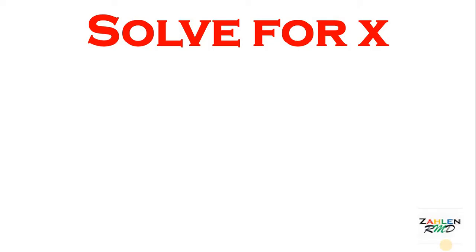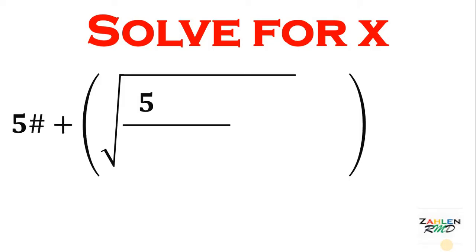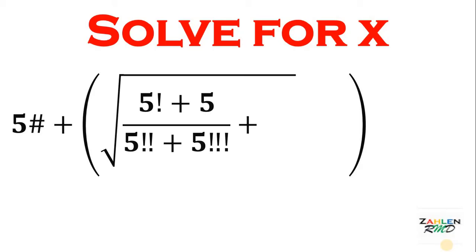Here's the question. Solve for the value of x. We have 5 hashtag plus the quantity square root of 5 factorial plus 5 all over 5 double factorial plus 5 triple factorial plus 5 subfactorial, minus 5 dollar sign equals 2 raised to x.